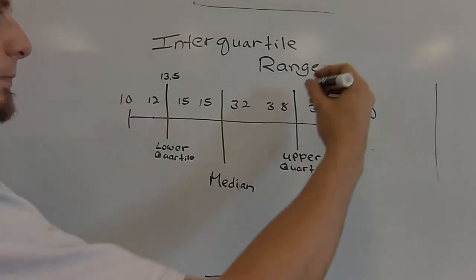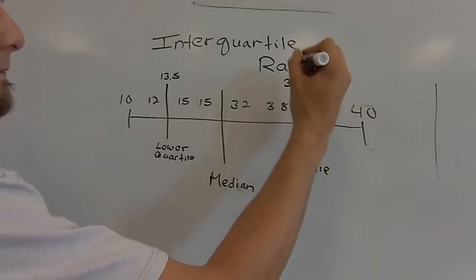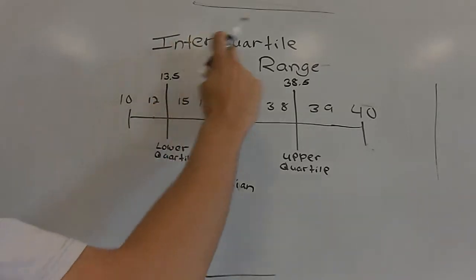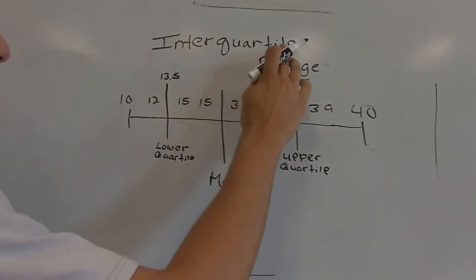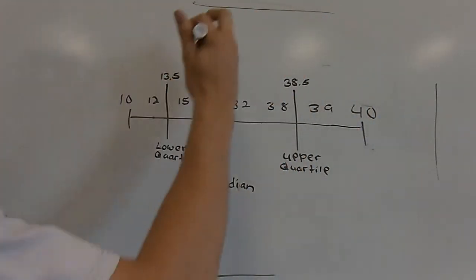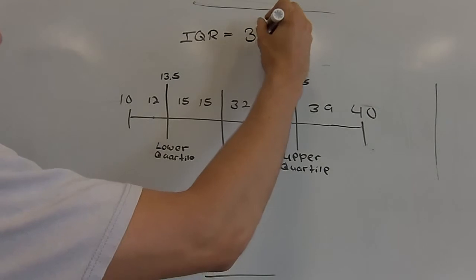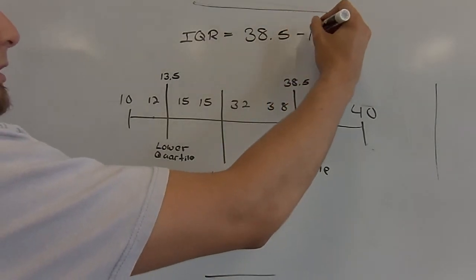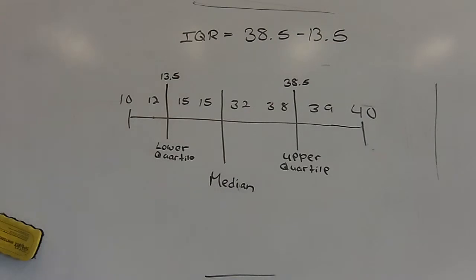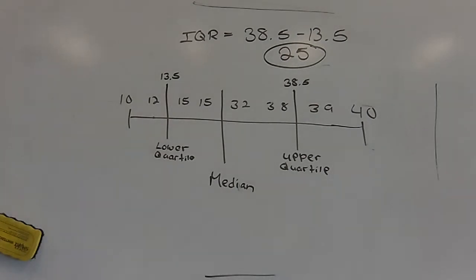The upper quartile lies between 38 and 39, so this is going to be 38.5. So your interquartile range, also known as your IQR, interquartile range, is equal to 38.5 minus 13.5, which is going to equal 25. So your interquartile range is 25.